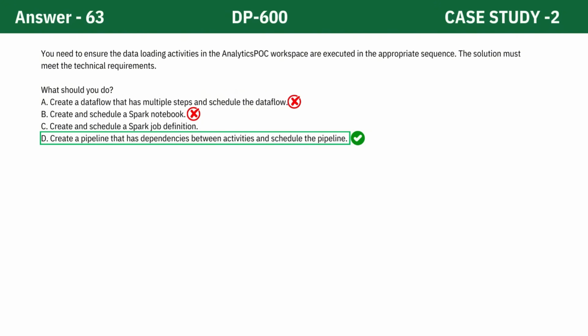Option C recommends scheduling a Spark job definition. Although this is effective for specific tasks, Spark jobs do not inherently offer a mechanism to manage complex dependencies between various tasks as effectively as a pipeline.